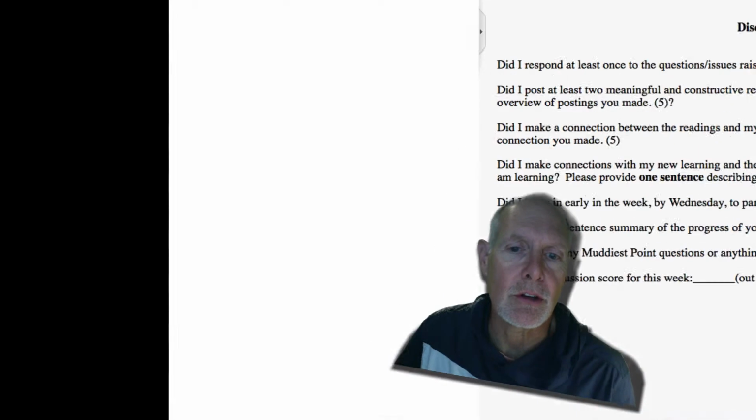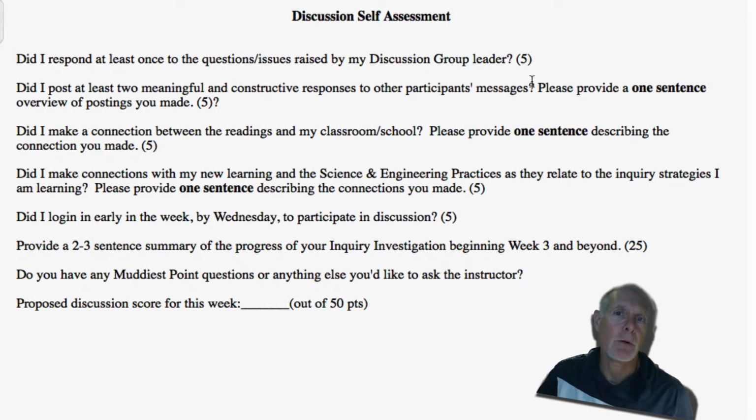that students can access. So, for example, here's the discussion rubric, and you will have access to these on the video and resources page. But for example, I ask whether the students responded at least once to the questions or issues raised by the discussion leader. Did they post 2 meaningful and constructive responses to other people's messages throughout the week? I ask them to be in the discussion fairly early in the week. In my courses, the weeks run from Monday morning to Sunday night, so I'm expecting that they log in by at least Wednesday and begin to participate.